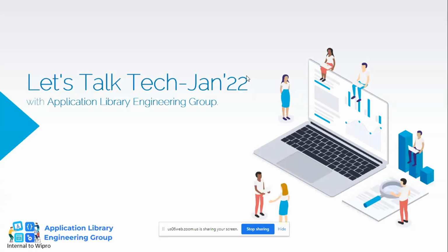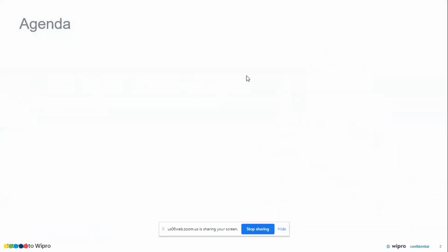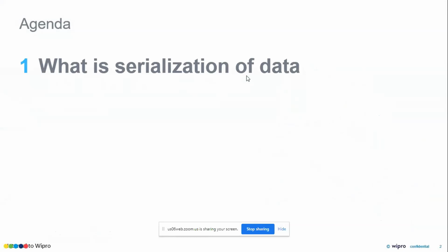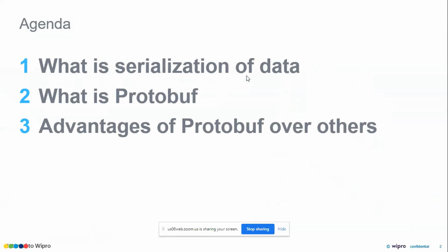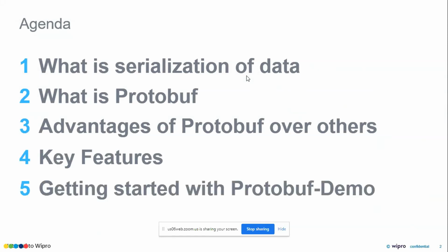So my topic is usage of Protobuf in Android applications. The agenda is very simple. I will talk about what is serialization of data, why is it required, what are the most commonly used serialization formats, then what is Protobuf and how it comes into the picture, then what are the advantages and disadvantages of Protobuf, then we will go on to the key features, and then start with the Protobuf demo or code walkthrough, and finally we will have a QA. I need about 20 to 25 minutes for the entire discussion.